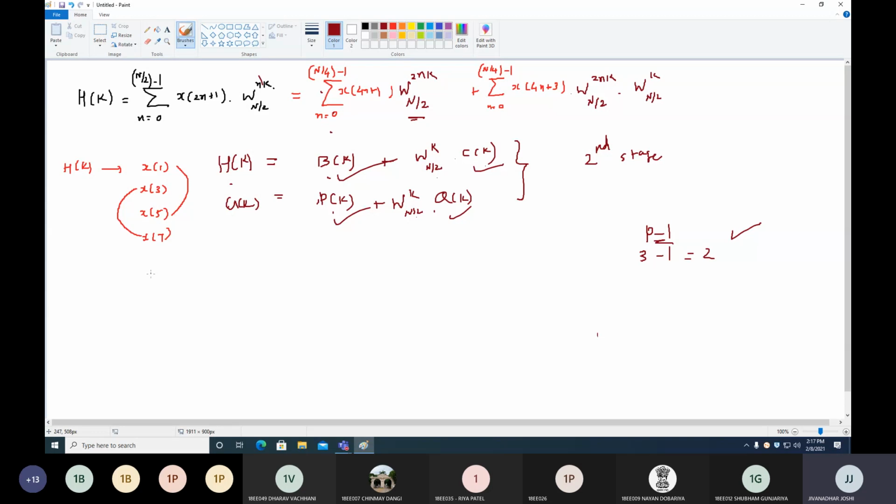Let's see how. See, the equation of P of k is equal to summation n equal to 0 to n by 4 minus 1 of x of 4n plus 1 into Wn by 2 raised to 2nk, or similarly I can write summation n equal to 0 to n by 4 minus 1 of x of 4n plus 1 into Wn by 4 raised to nk. Is it valid? Hello, is it valid?